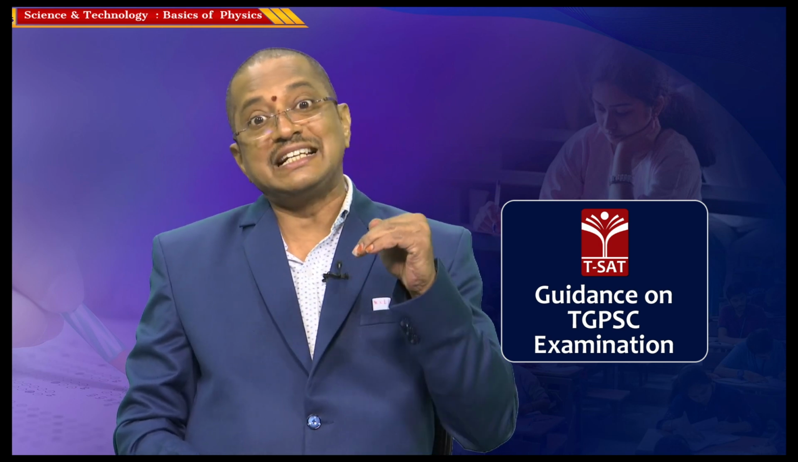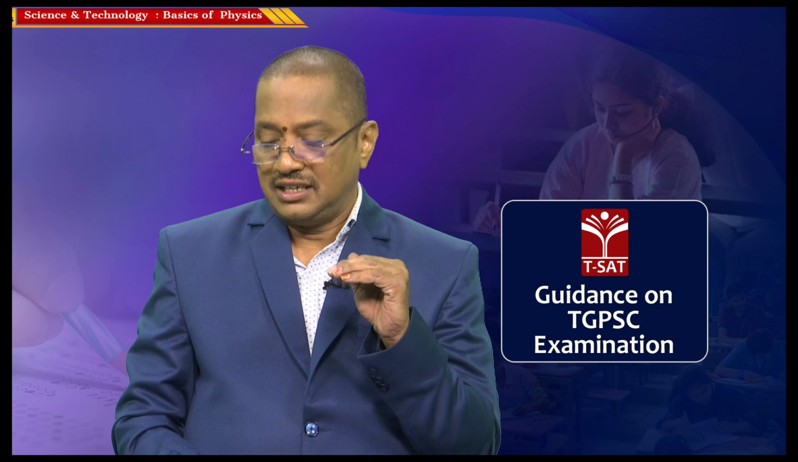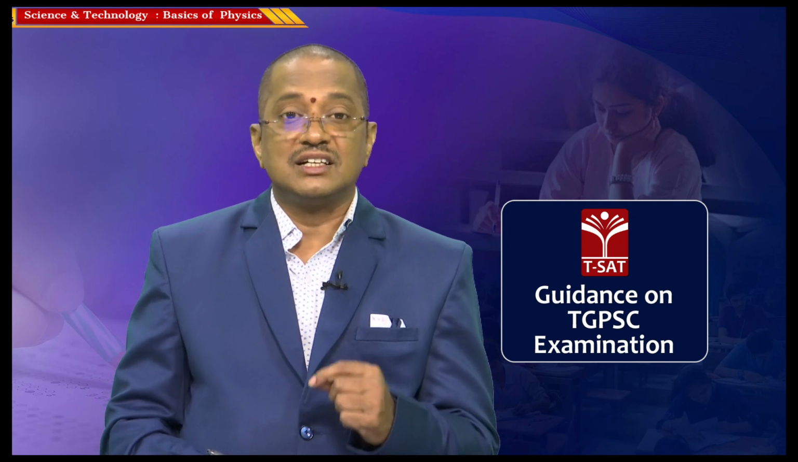The force acting towards the center is simply F = mv²/r. Centripetal force or centrifugal force can be calculated by using this formula. Clear? Now we have discussed centripetal and centrifugal forces. Now, come to the next one, that is work and energy.